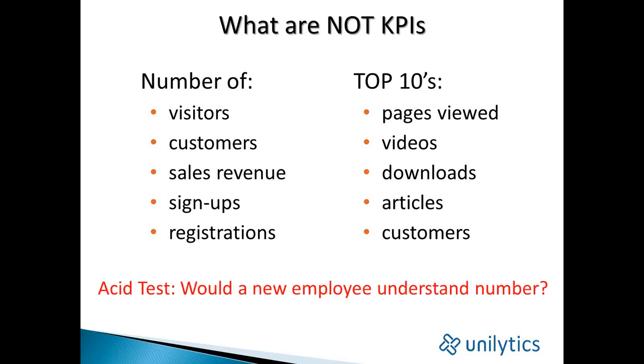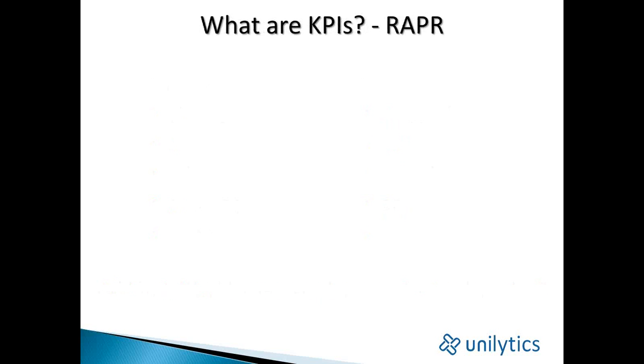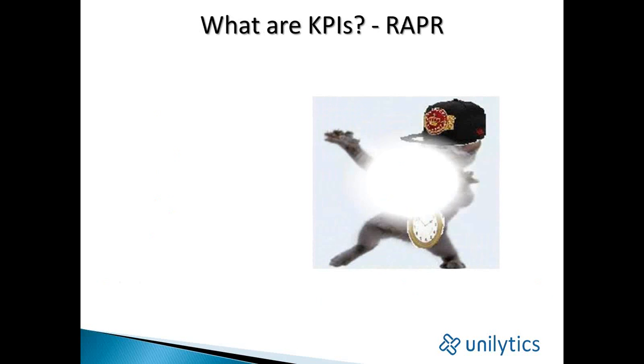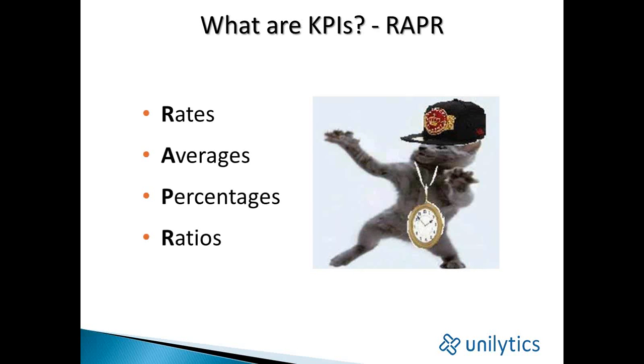So if you had a new employee come in and said, hey, guess what? We had 43,000 downloads last month. That wouldn't mean anything because it's not put in any kind of a calculated number or put in perspective. And so we need to do that. So what are the KPIs? Well, we call these the wrappers. The rates, averages, percentages, and ratios.